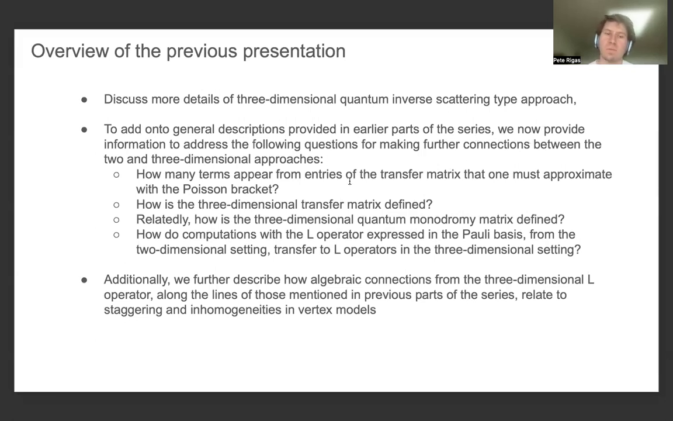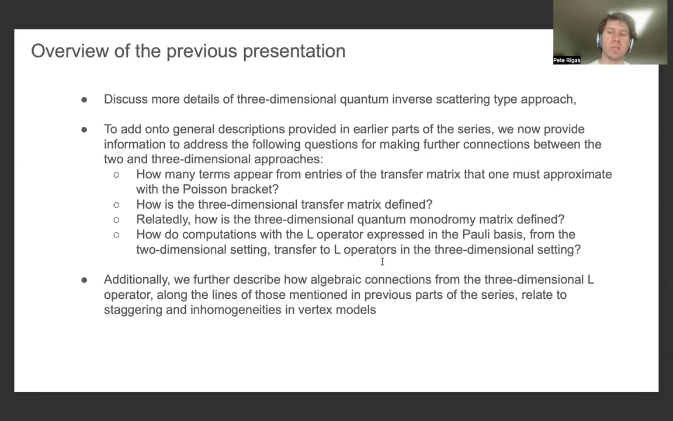We were providing information to address the following questions for making further connections between the two and three-dimensional approaches, which are related to knowing how many terms appear from entries of the transfer matrix that one must approximate with the Poisson bracket, and also how is the three-dimensional transfer matrix defined, and relatedly, how is the three-dimensional quantum monodromy introduced in this presentation in the series.